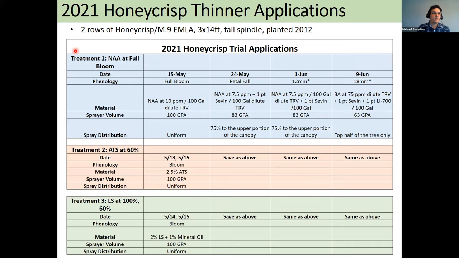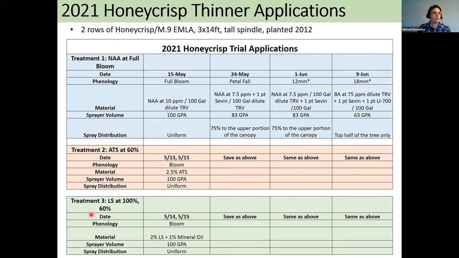And then finally, our final setup was our 2021 Honeycrisp trial. These were two rows of Honeycrisp again on M9. This was trained to tall spindle, 3x14 foot spacing, planted in 2012. And now we had that NAA treatment. We had an ATS treatment, two applications at 60%.